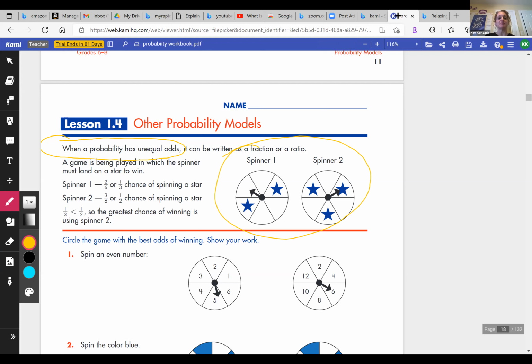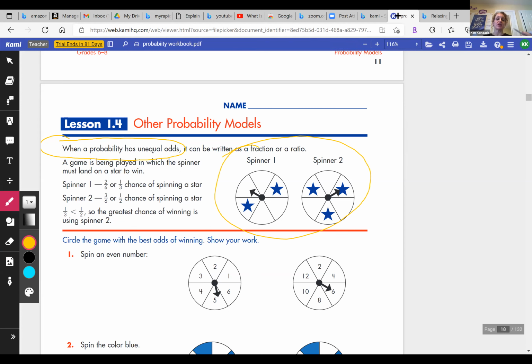It says a game is being played in which the spinner has to land on a star to win. In spinner 1, we have 2 stars. So that would be 2 chances out of 6, or a third, of getting the star. On spinner 2, we have 3 chances. So that's a little bit better. So 3 chances out of 6, or a half. Now, which one has the better odds of getting a star? Spinner 2.